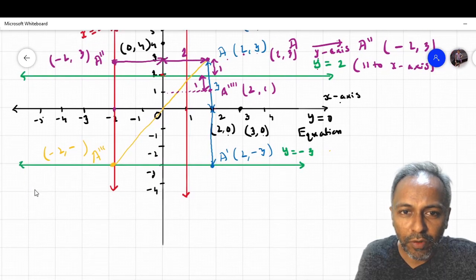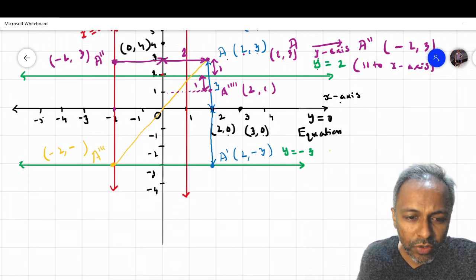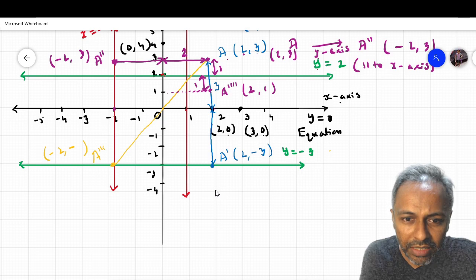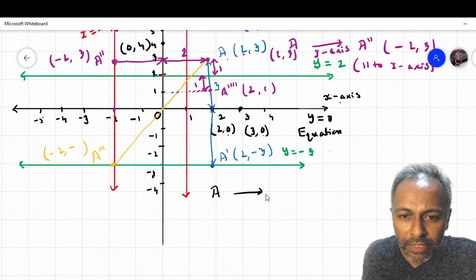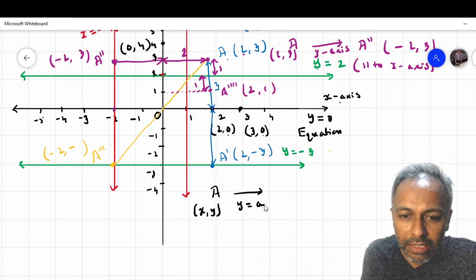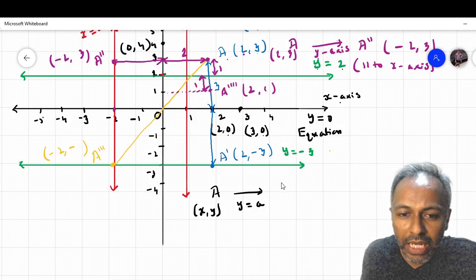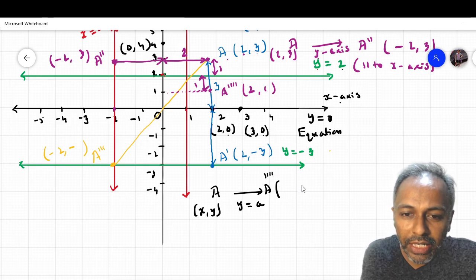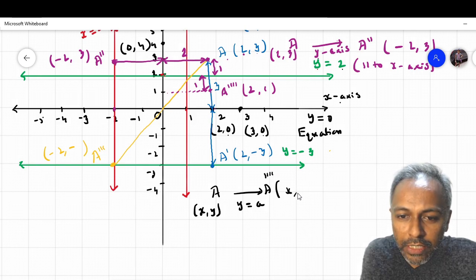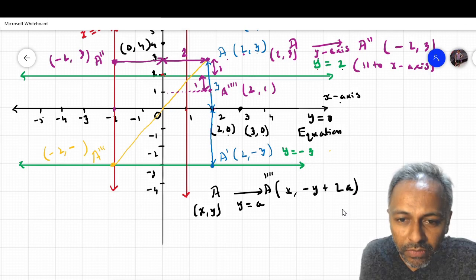If it goes very difficult for you, then you can always sketch the graph and get it. But we would strongly advise you to at least make an attempt at learning this. So if point A, say (x, y), is transformed about the line y = a, then your point A dash will become (x, -y + 2a).